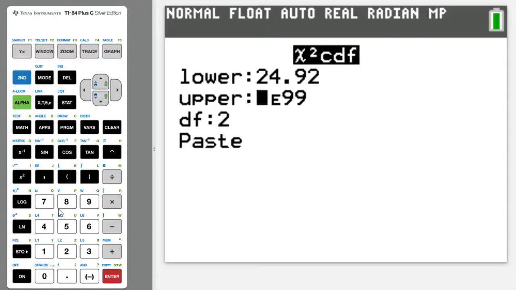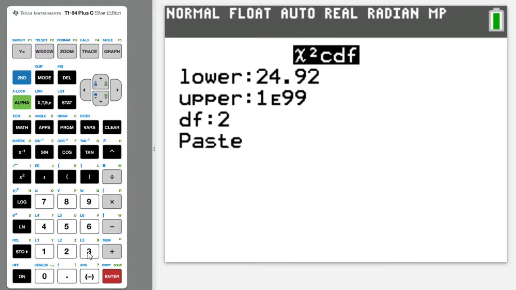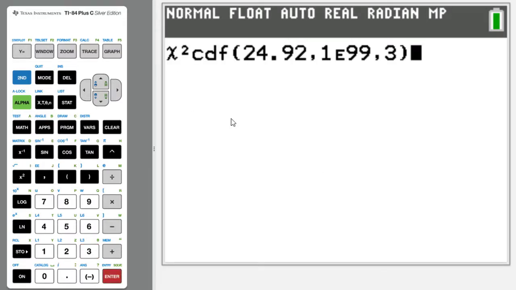If anyone is unsure about how to do that, the EE is found right above the comma key, right here. So 1E99. Our problem is working with degrees of freedom 3, so I'm going to change this to 3. And now I'm going to hit enter a few times and get our command ready for work.